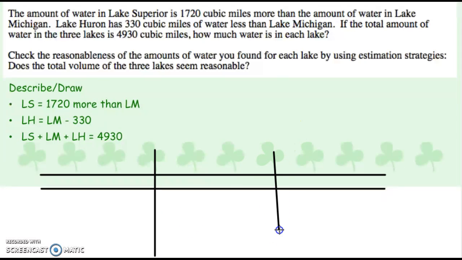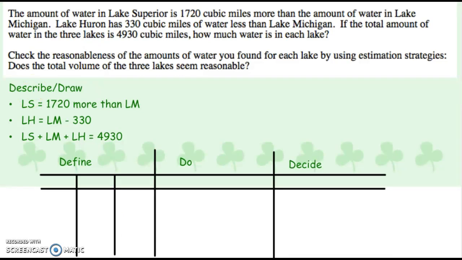Remember, we have 3 columns. And the first column is define. The second column is do. And the third column is decide. So in define, you break it up into as many numbers as you need to find. So in our case, we have 3. We have Lake Superior, Lake Michigan, and Lake Huron. So I'm going to split it into 3, and then I'm going to go back here, and I'm going to write Lake Superior, Lake Michigan, and Lake Huron.